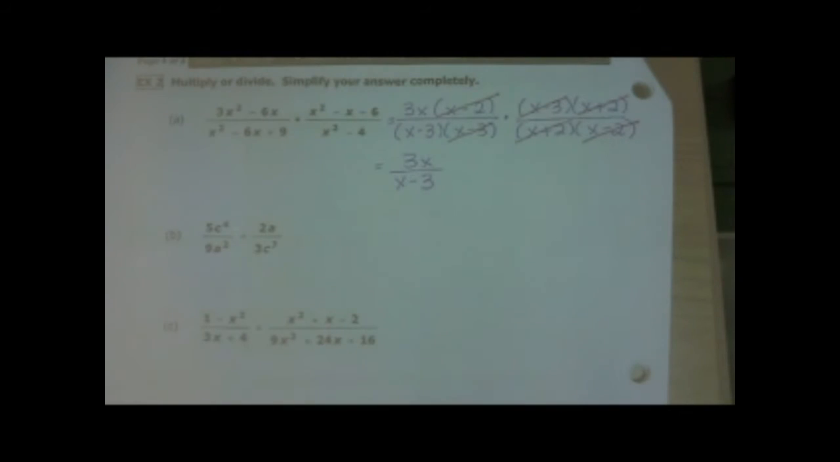I have an x minus 3, one on top, one on the bottom. And I have an x plus 2, one on the top, one on the bottom. And so what I'm left with is 3x over x minus 3. And remember, we cannot cancel the 3's and we cannot cancel the x's because we cannot cancel things that aren't factors. We can't cancel parts of binomials. All right? Let's go to the next example, which is a division problem.